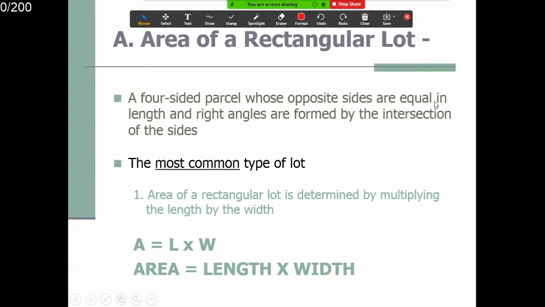So, a rectangular lot is a four-sided parcel whose opposite sides are equal in length and whose sides meet at right angles. It is the most common type of lot. Remember that, it will be a test question. They'll ask what the most common type of lot is: rectangular.